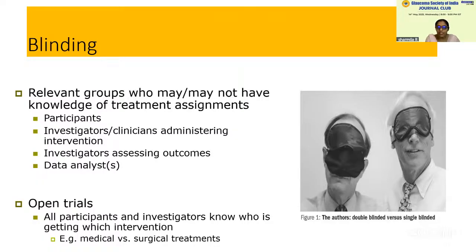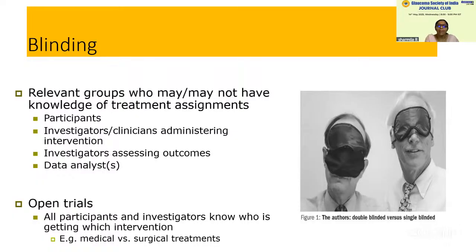So what are the relevant groups? It could be the participant, it could be the investigator who's doing the study, or the investigator who's assessing the outcomes, or a data analyst. None of these people will be aware about the study. They're blinded to the treatment randomization or the treatment groups.